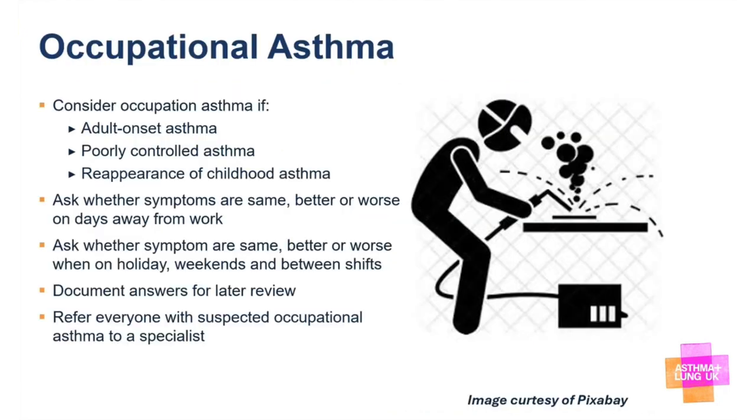Definitely worth working through the guideline and having a read of it. There's a reasonably short section on occupational asthma, and it suggests that we consider firstly whether they've got occupational asthma or occupation aggravating their asthma in anybody who's got new onset asthma as an adult, people who've got poorly controlled asthma, and if they've got a reappearance of childhood asthma. So there must be something in their workplace that might be setting them off.